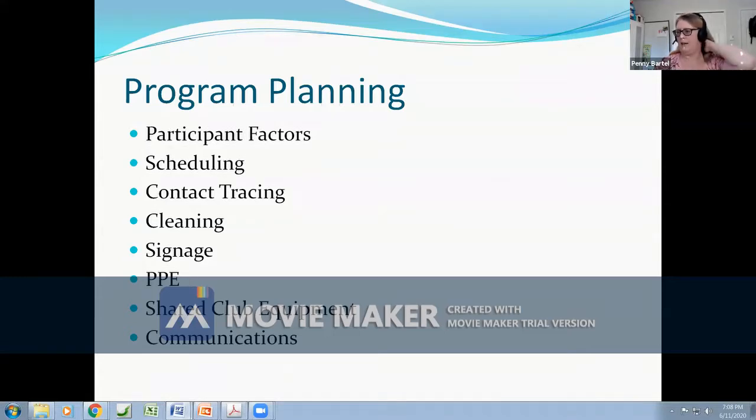Program planning: you want to look at all of these factors when you're thinking about how you're going to run the program for the rest of the summer. So age and ability level for the kids. You may want to consider not having the little kids participate, because you can't do hand over hand teaching. That's up to you to figure out what you can do.